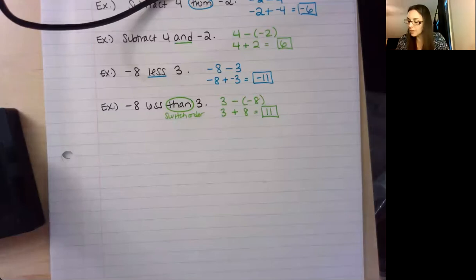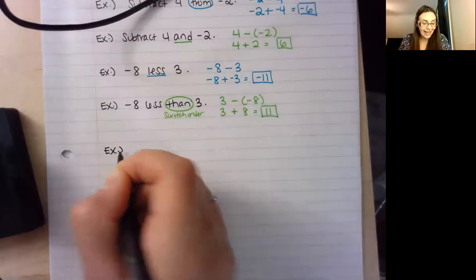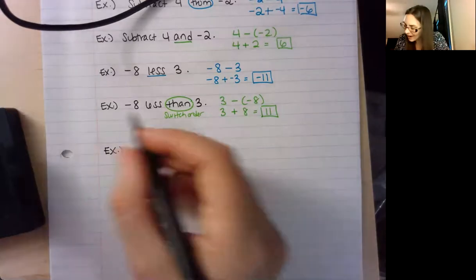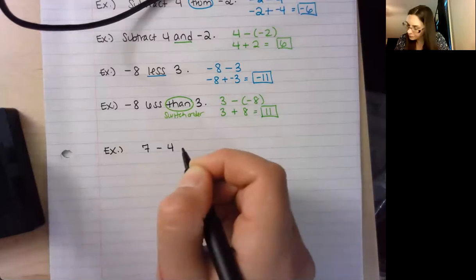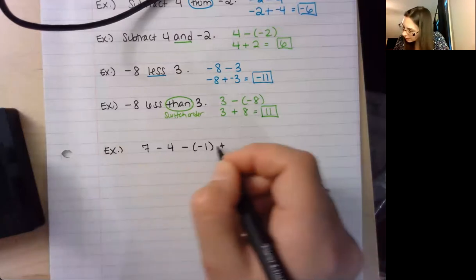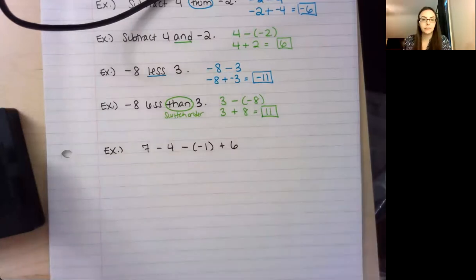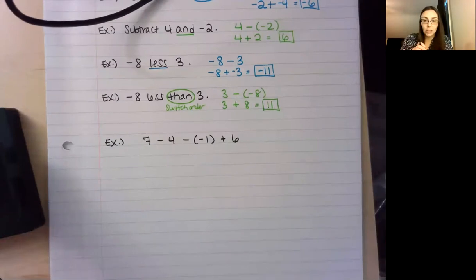All right, I'm just going to do a few more examples just to keep practicing. So let's do an example that has subtraction and addition in it now. So how about 7 minus 4 minus -1 plus 6? Now, go back to your order of operations. When you have subtraction, it is not commutative. It is not associative. You have to go in order.